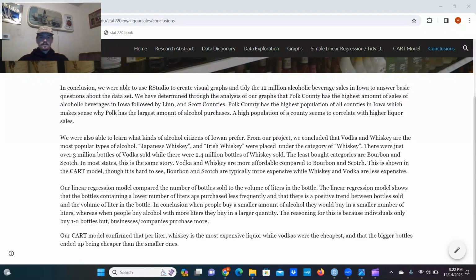Our cart model confirmed that per liter, whiskey was the most expensive liquor, while vodkas were the cheapest, and that the bigger bottles ended up being cheaper than the small ones. That makes sense also, because the per liter cost is going to be cheaper to buy a larger bottle in bulk than it would be to buy smaller bottles in bulk. So that's basically our conclusion there.